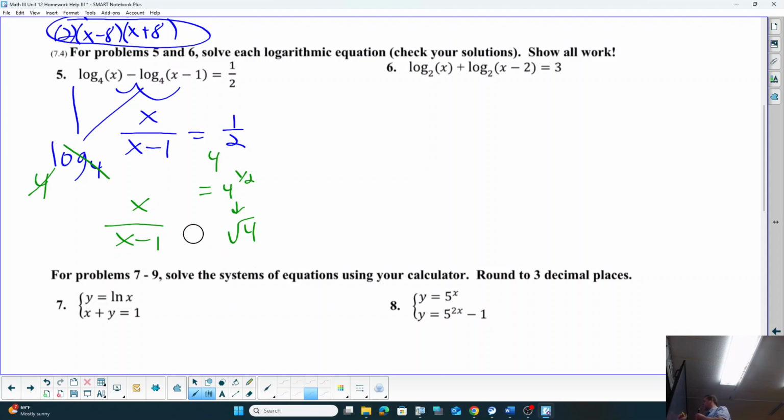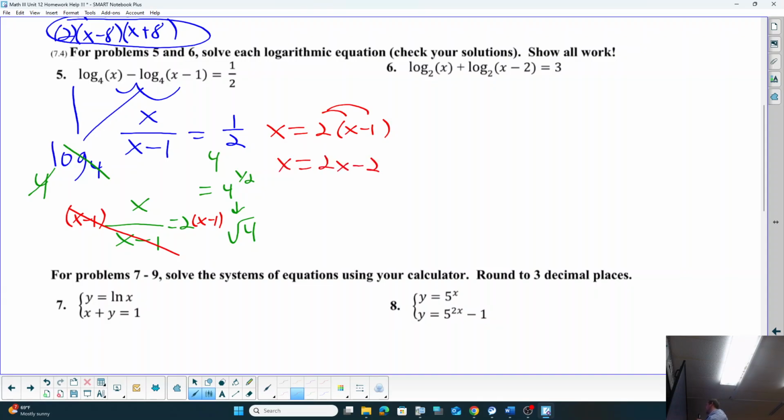And now we just have to multiply the x minus 1 from the bottom over to the other side. So now we have x equals 2 times x minus 1. Distribute the 2 through. So we get 2x minus 2. We're going to add 2 over to this side to solve for x. So we have x plus 2 equals 2x. And then we're going to subtract the x over to this side. Yeah, x equals 2. Wayo.